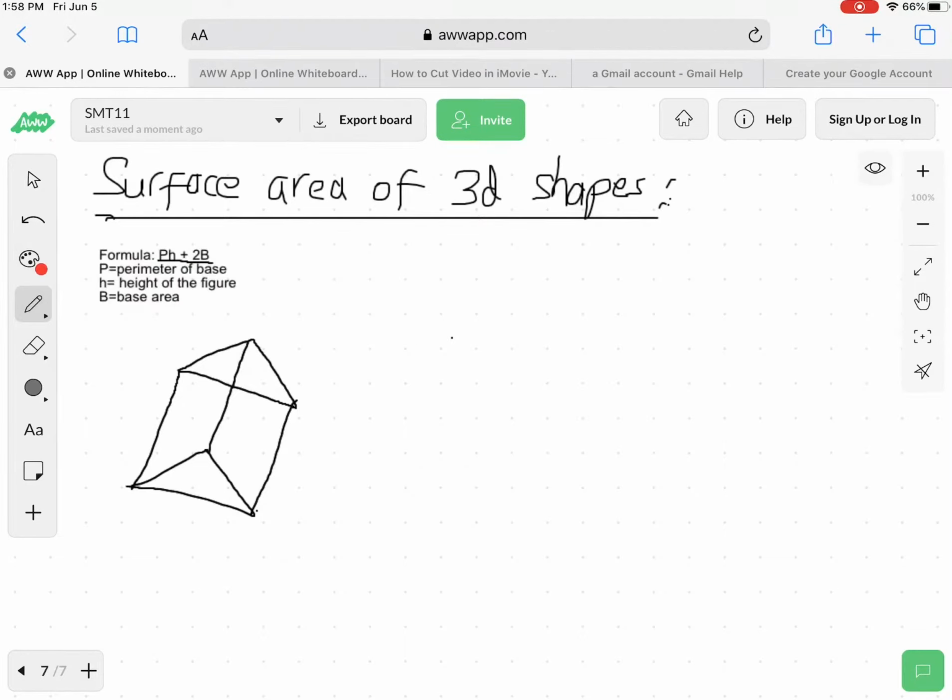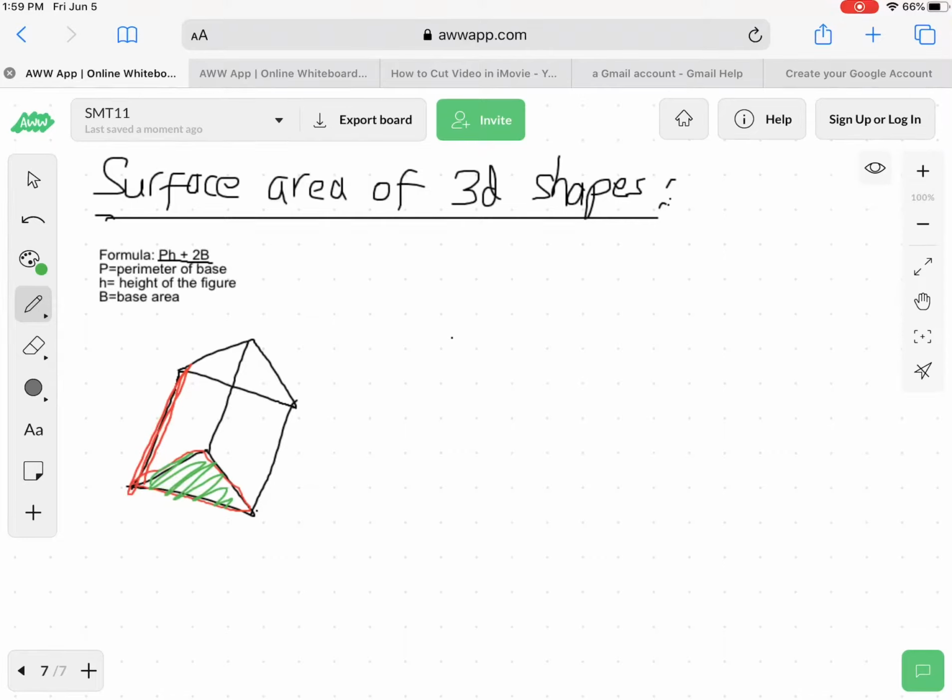the P would be the perimeter of the base, so this length. Height, a simple thing to remember though, a lot of people will think the height is the height of the base, so it would be this. But that's wrong. It's not that length, it's this length. It's the height of the total 3D figure. And then the base area would be this.